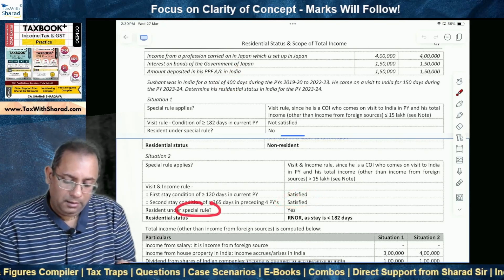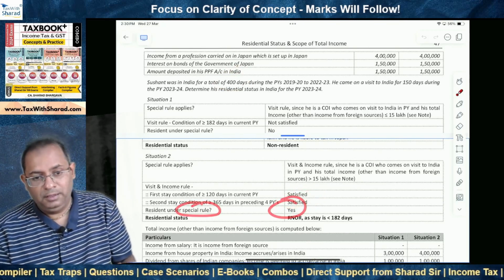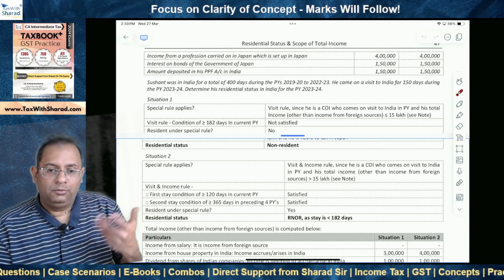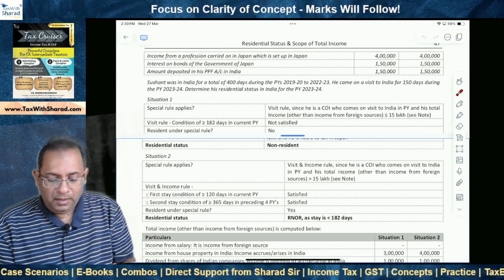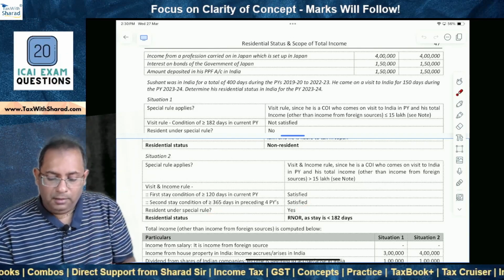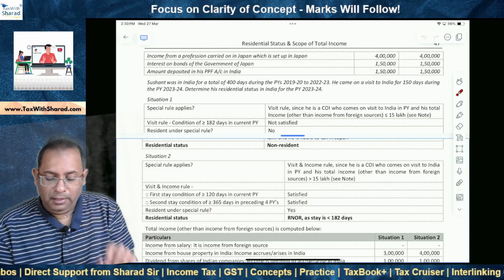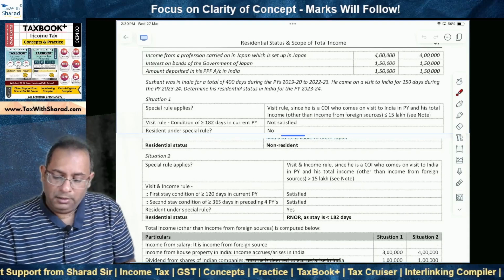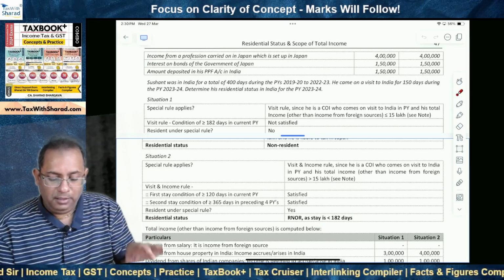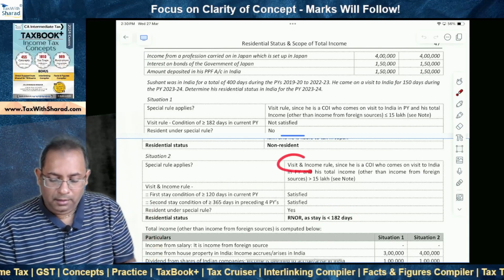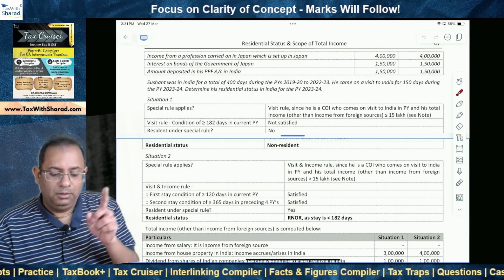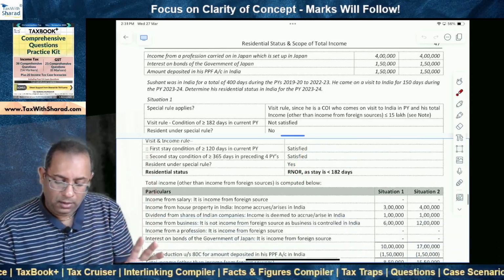So is he a resident under the special rule? Yes, under the visit and income rule. So now do we need to go to the stateless rule? No. Once he is a resident under the special rule, the visit and income rule, further we need to check whether his stay in India is less than 182 days. It is, because it is 150 days. Since it is less than 182 days, he will become a resident under the visit and income rule, and he will be treated as a RNOR, because under the visit and income rule, the person cannot become a ROR.